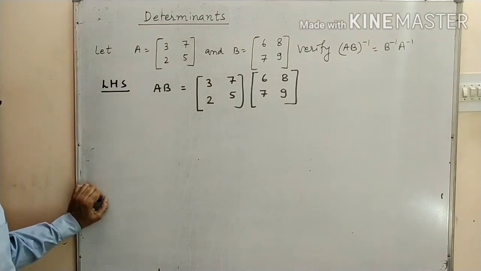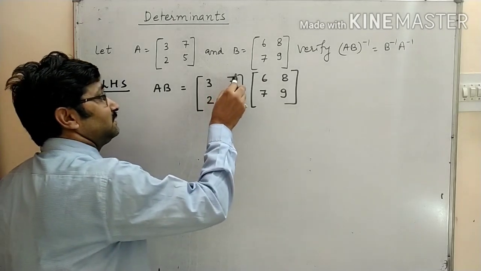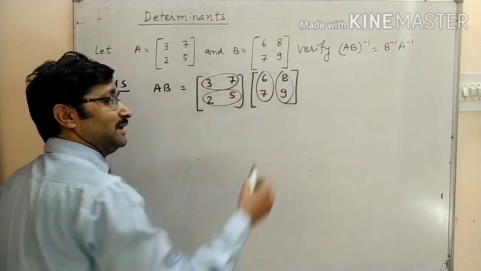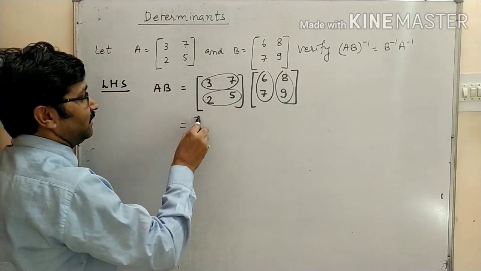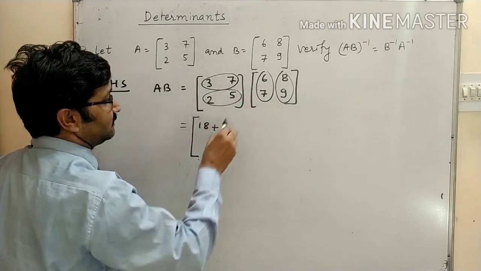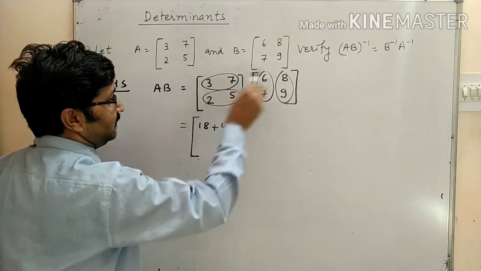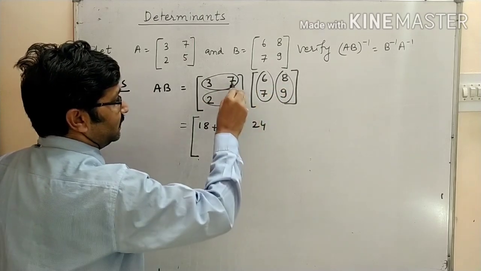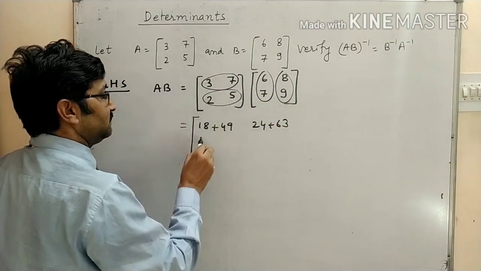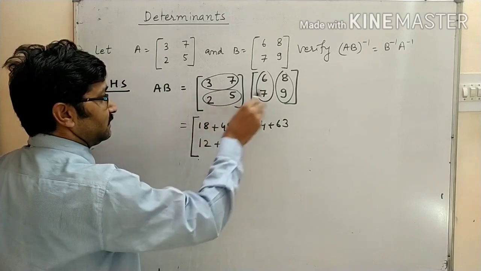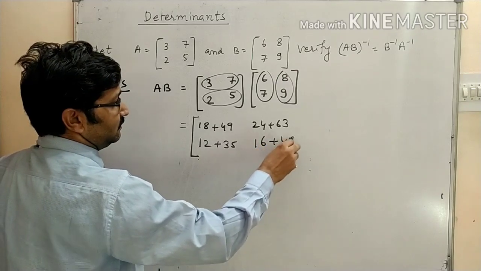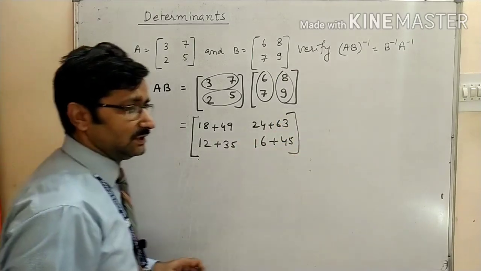And what are the matrix multiplication rules? You know already that first you multiply this row by these columns, and then you multiply the second row also by these columns. So look here, when we multiply, what do we get, you check: 6 3s are 18 plus 7 7s are 49. Then we multiply 3 into 8, 3 8s are 24 and 7 9s are 63. 2 6s are 12 and 7 5s are 35. 2 8s are 16 and 9 5s are 45. These you will add, and you will get AB.